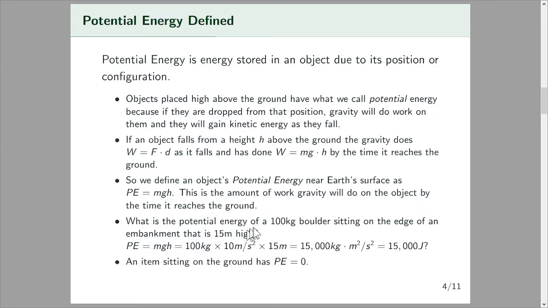So now we can do a quick example of calculating the potential energy of something. What's the potential energy of a 100-kilogram boulder sitting on the edge of an embankment that's 15 meters high? Well, the potential energy is just m times g times h. It's 100 kilograms times 10 meters per second squared times that h, which is 15 meters. That comes out to 15,000 kilogram meters squared over second squared if you multiply all the units out. And that's just 15,000 joules. Once it's on the ground, it has a potential energy of 0 joules.